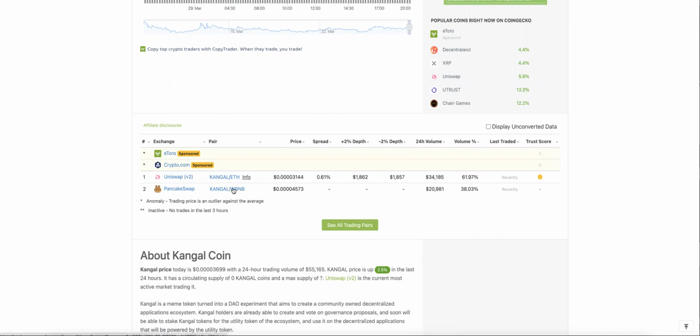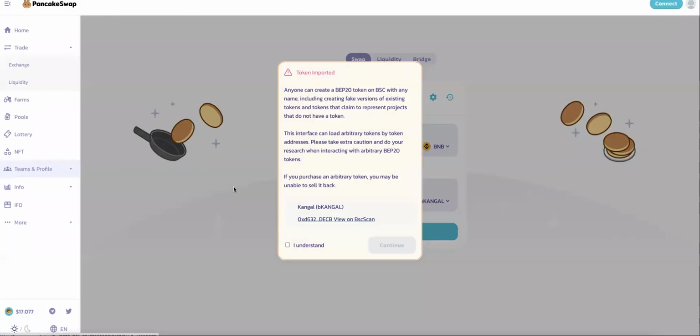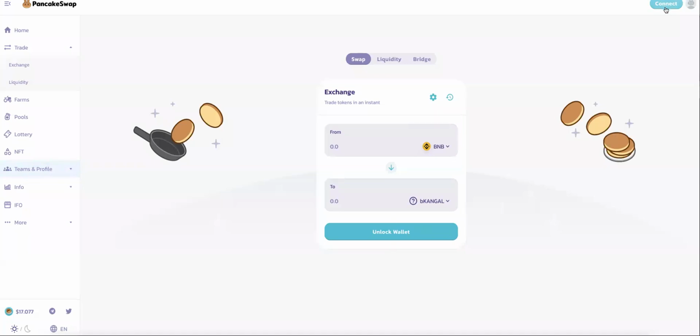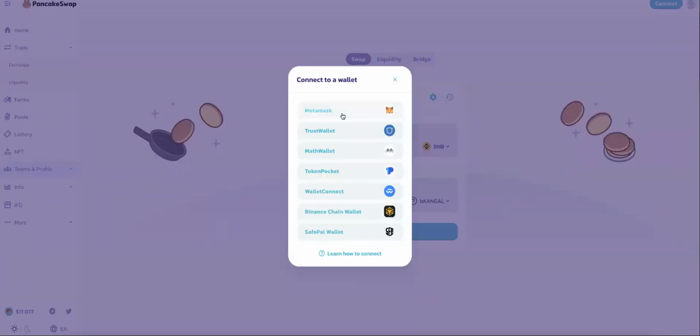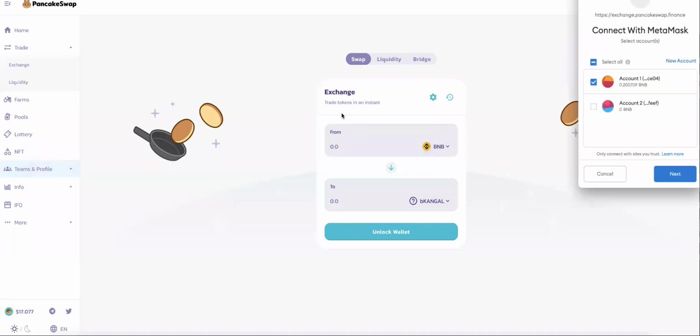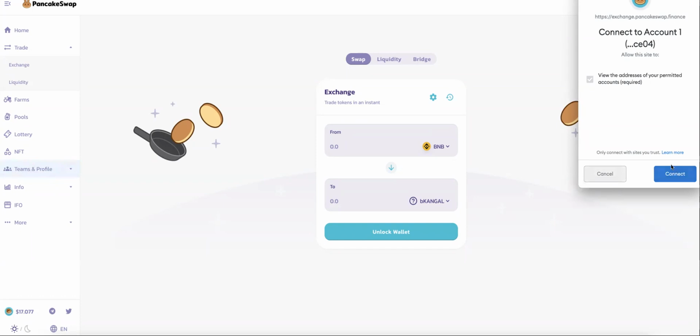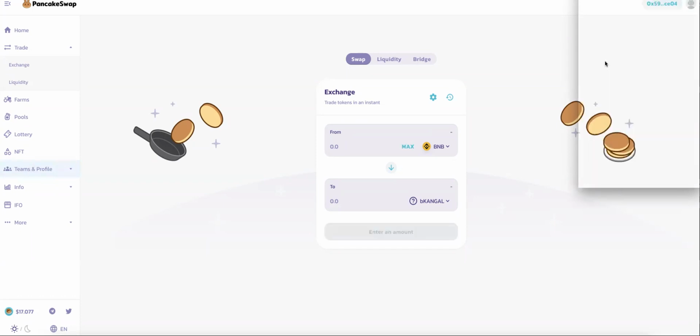So you click on here, and that should bring you up to the Bakery Pancakeswap interface. Again, this warning comes up, and then you click, you understand, and then you confirm. And then the next thing to do is to connect your wallet, the Binance Smartchain wallet that you already set up. You can connect that, Metamask, which you already set up, and you do this account, and you connect next, and you're going to see connect.